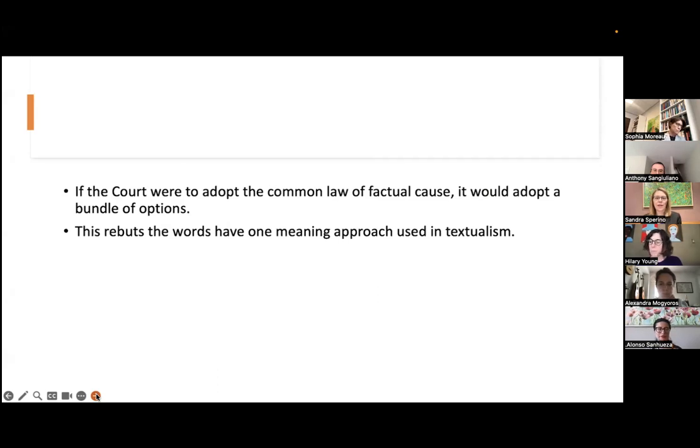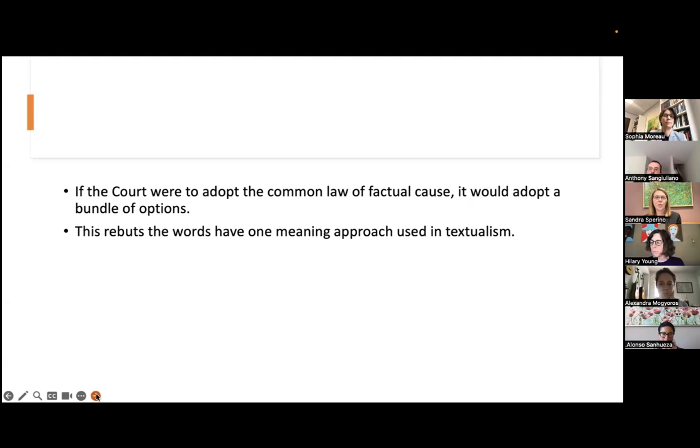So another sort of interesting issue that's posed by the canon, or actually what I would argue should be the canon. So if we had a canon, it would be a bundle of concepts canon. But if we were to actually adopt tort law in this context, what we would end up with is a statute that uses one word, but that one word or two words has multiple meanings. And textualism actually hasn't dealt with this possibility from tort law.